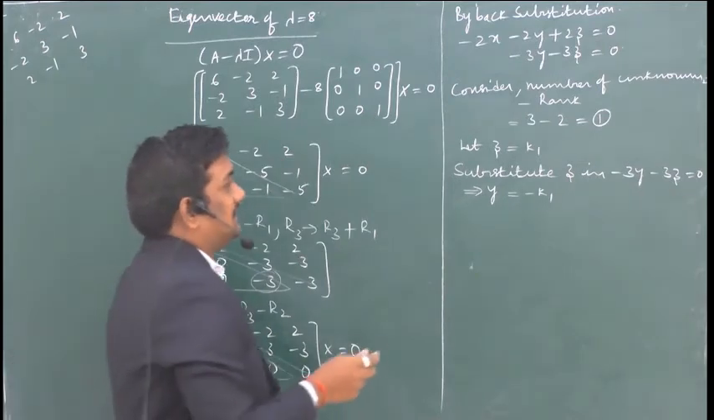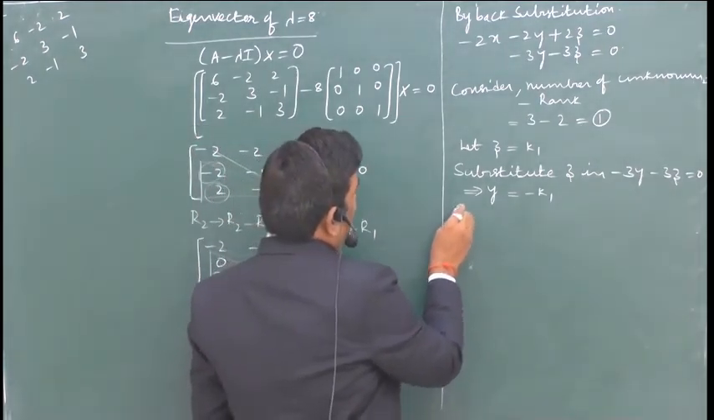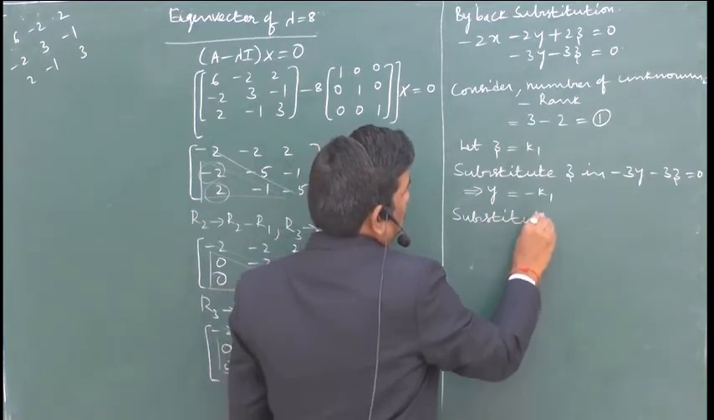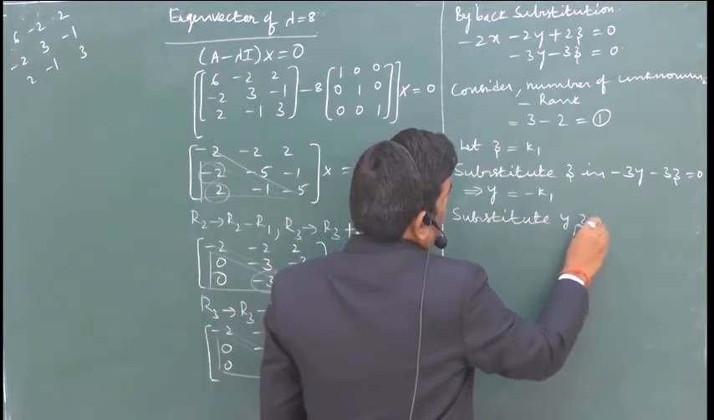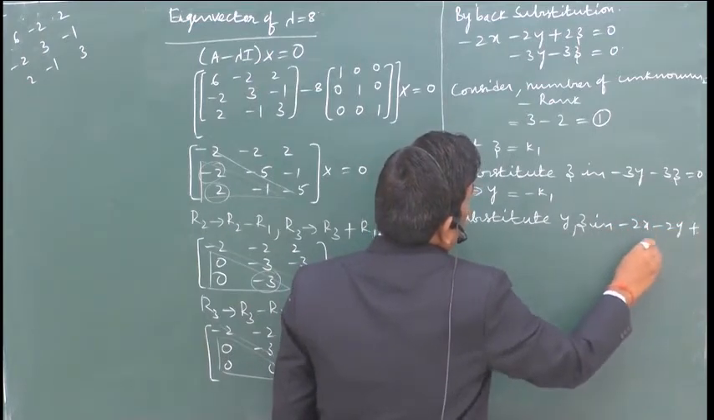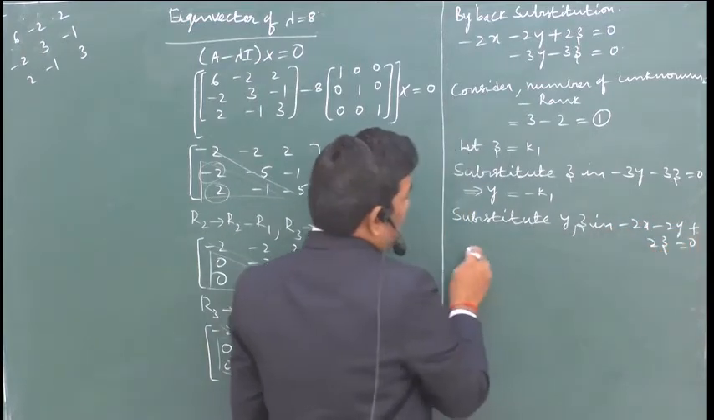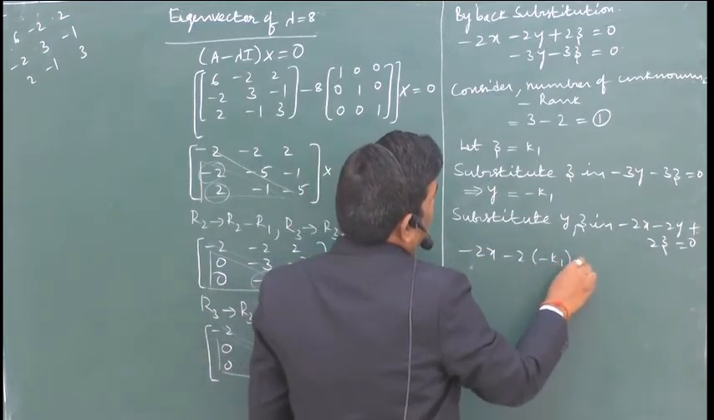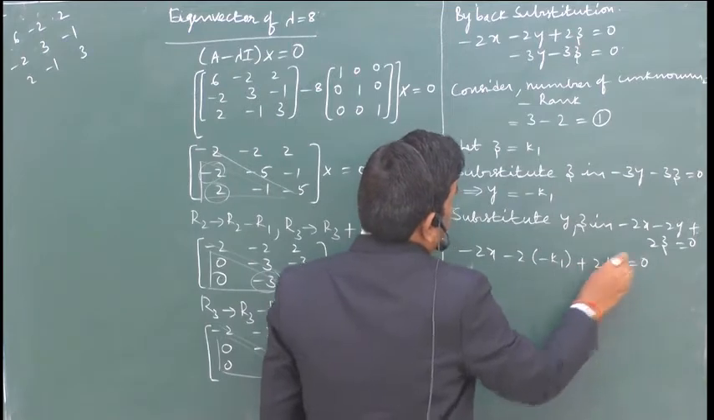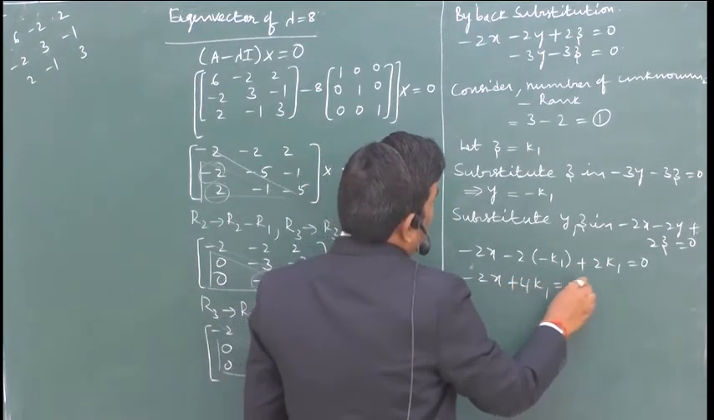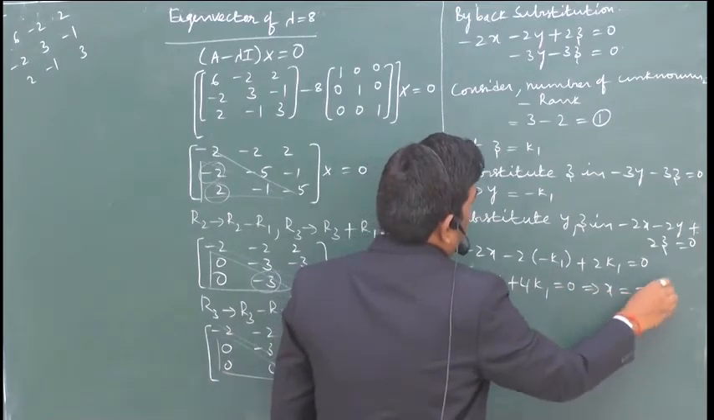Now substitute the y value and z value in the first equation, that is minus 2x minus 2y plus 2z equals 0. It will be minus 2x minus 2 into minus k1 plus 2 into k1 equals 0. Minus 2x plus 4k1 is 0. Then x equals minus 2k1.